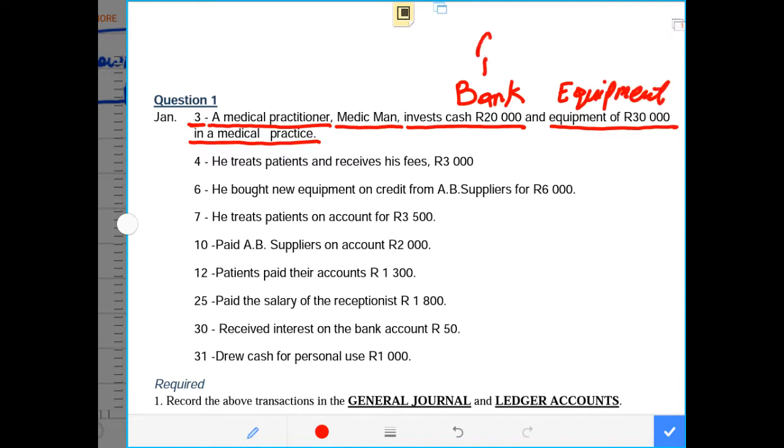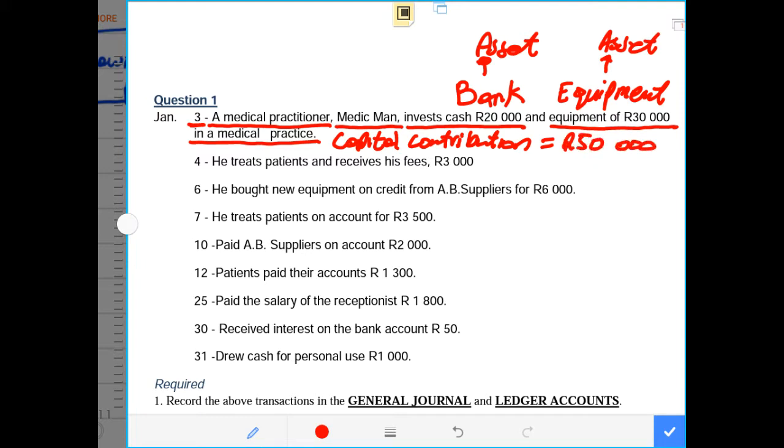Bank is an asset, and we also know that equipment is an asset. Both of them increase on the debit side. So now we have to open two ledger accounts here, and another one is the capital that has been contributed, which is capital contribution, because the owner contributed capital in the form of money, 20,000, and in the form of equipment, 30,000. That means the total capital contributed will be 50,000 rands, divided into 20,000 bank and 30,000 equipment.